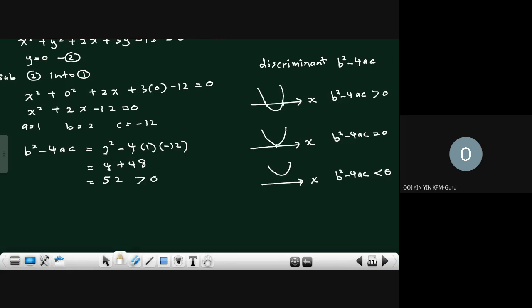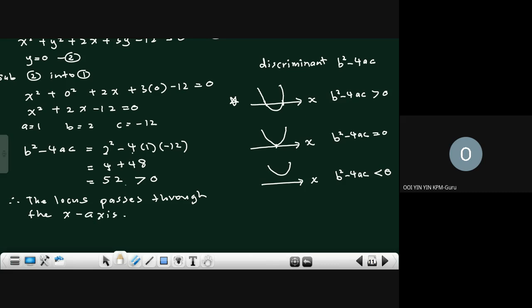Greater than 0, then which case is the first case here? That means it has real roots. That means it cuts through your x-axis. Okay, so we have to do a conclusion here. We can say the locus passes through the x-axis. Okay, so this is the conclusion.